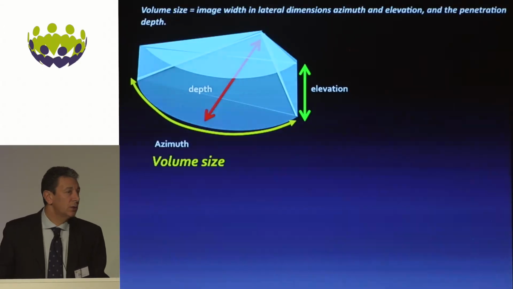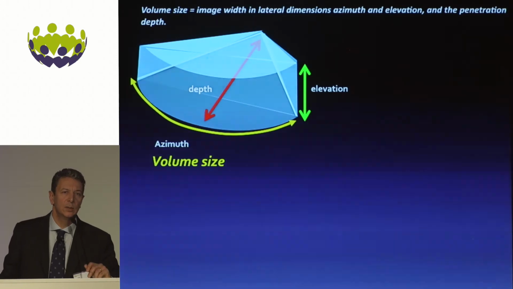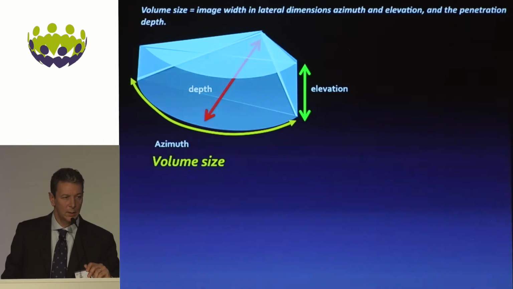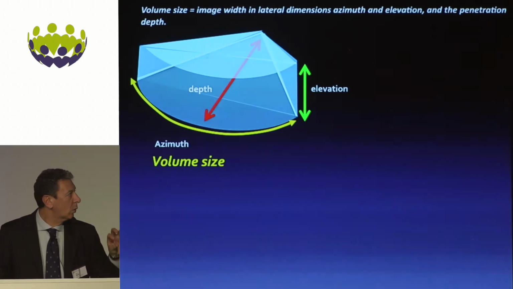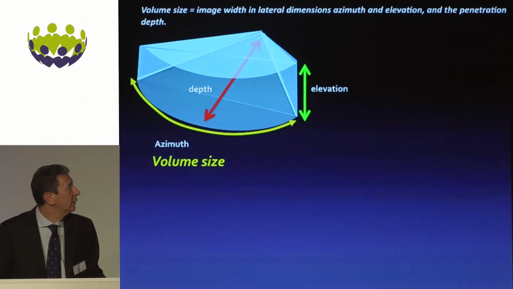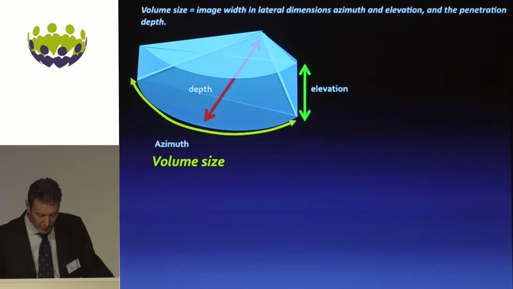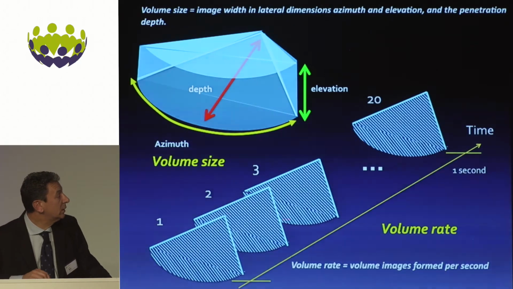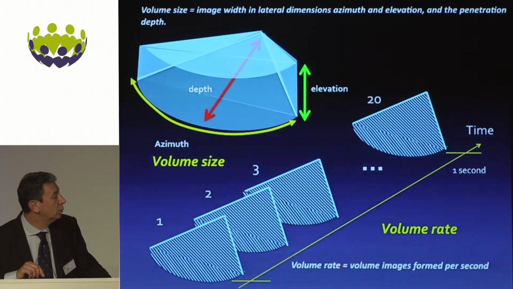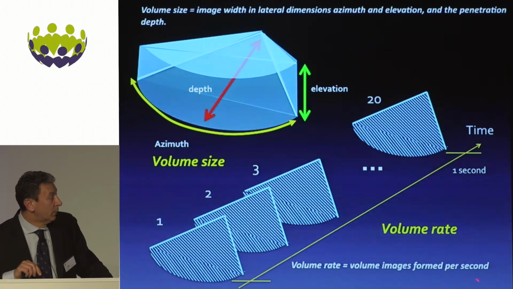I want to conclude my presentation with a few slides about the 3D ICE. The concept is completely different because with 3D ICE you acquire a volume, and the volume size is an important concept because the image width is in lateral dimension, azimuth, and elevation, and the penetration. These are all the technical characteristics of the volumetric acquisition. And the second concept is the volume rate, that is the number of volumes per second.